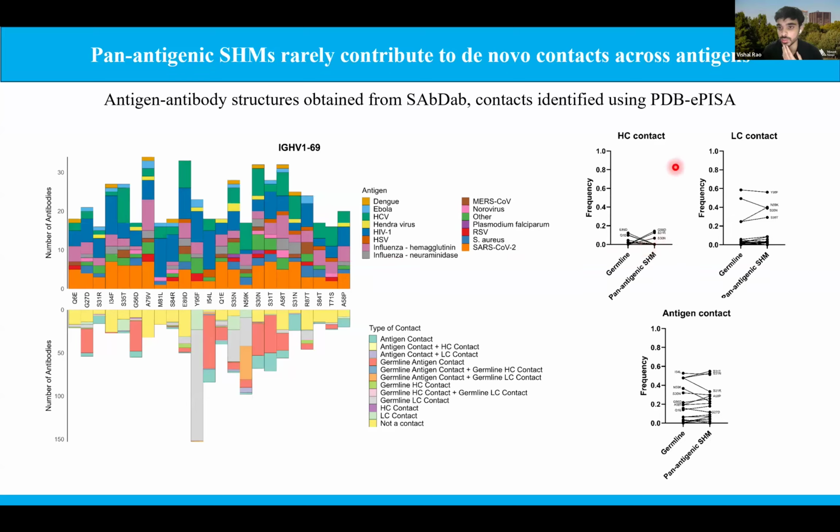And what was interesting was, when we segregated this into heavy chain, light chain, and antigen contacts, we don't really see a significant difference in frequencies between germline and pan-antigenic mutations. This means that more often than not, these pan-antigenic mutations aren't really inducing de novo contacts, meaning the germline residue at that position was already probably a contact, and the mutation is either increasing affinity or maintaining neutral affinity while being a contact at that particular residue.